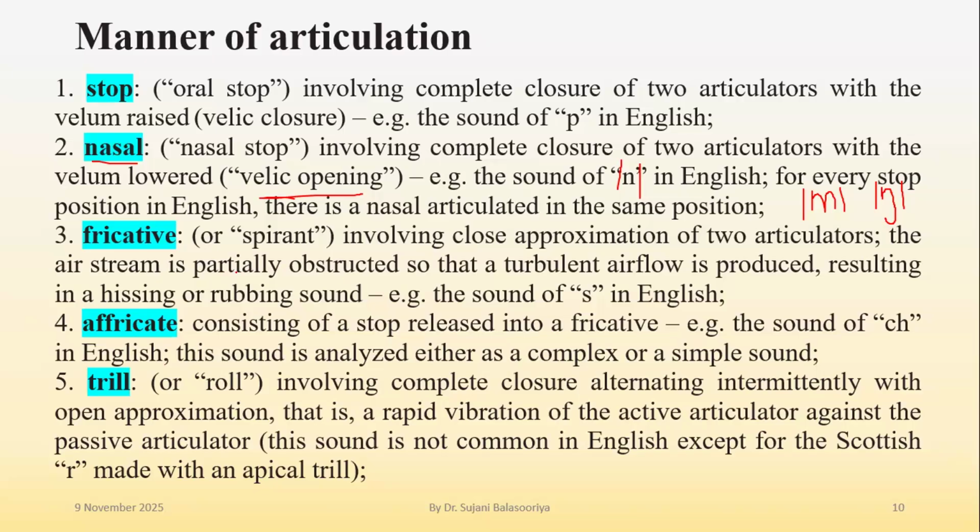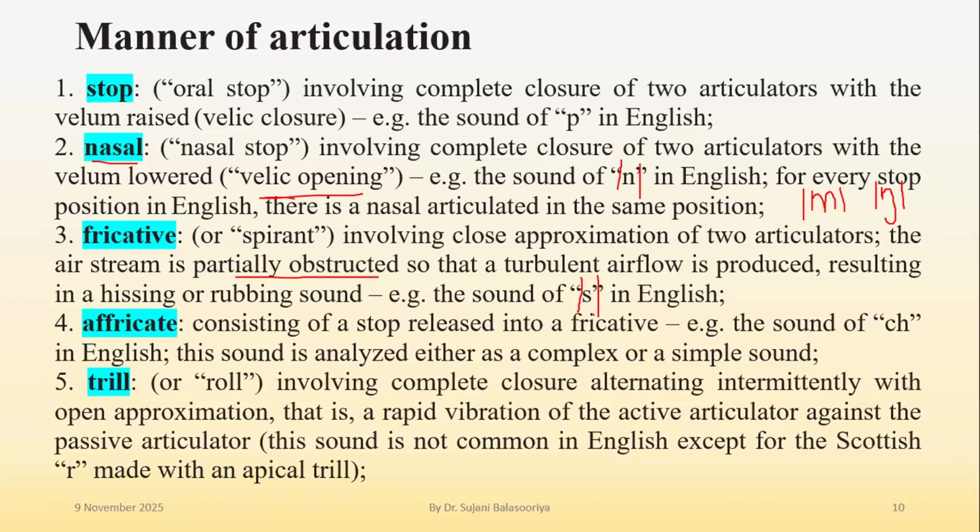Yeah, the airstream is partially obstructed, not completely, so that a turbulent airflow is produced. A fricative sound, friction, is produced. We have so many fricatives in English. One example is this, s. Okay, right. Can you just think of the other fricatives?